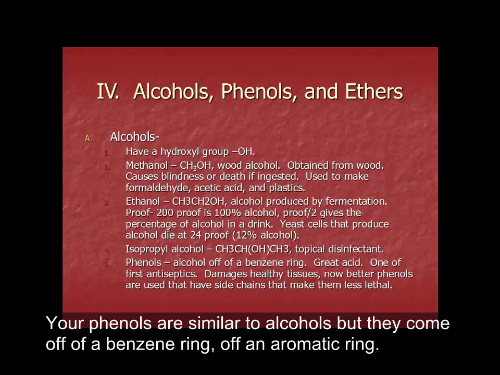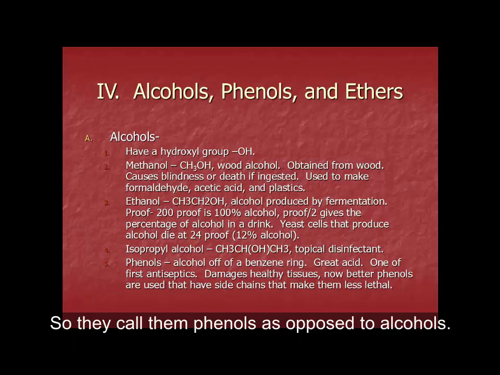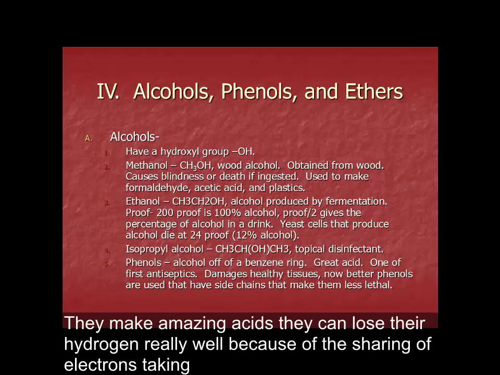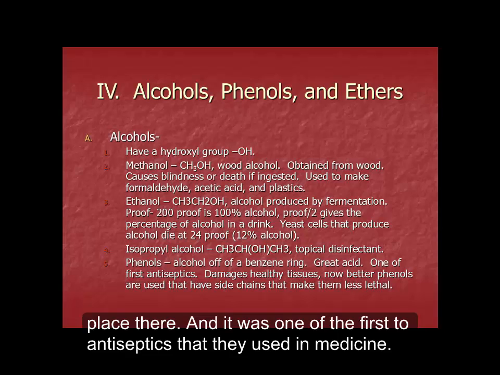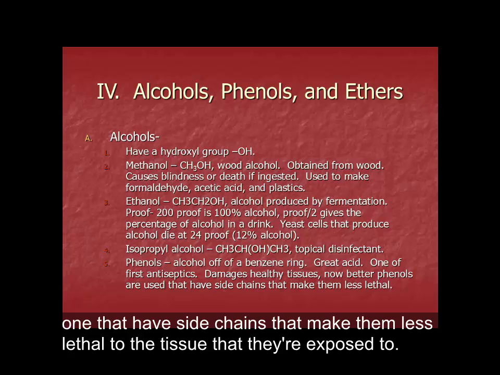Your phenols are similar to alcohols, but they come off of a benzene ring, off of an aromatic ring. And because they come off that ring, they actually behave very differently chemically. So they call them phenols as opposed to alcohols. They make amazing acids. They can lose their hydrogen really well because of the sharing of electrons taking place there. It was one of the first antiseptics that they used in medicine. But unfortunately, it damages healthy tissues. So now we have better phenols than just the basic one that have side chains that make them less lethal to the tissue that they're exposed to.